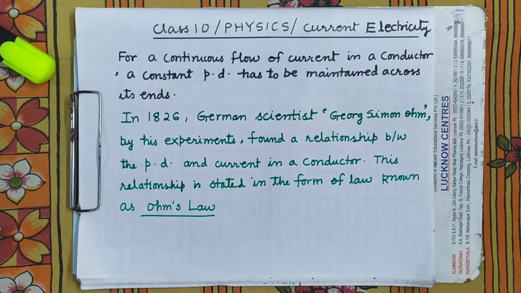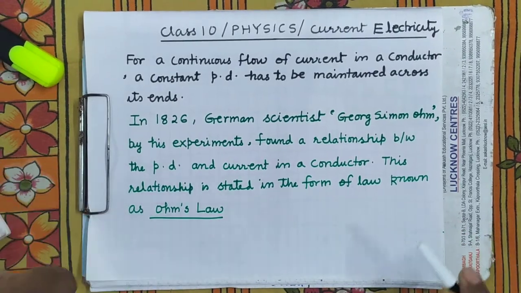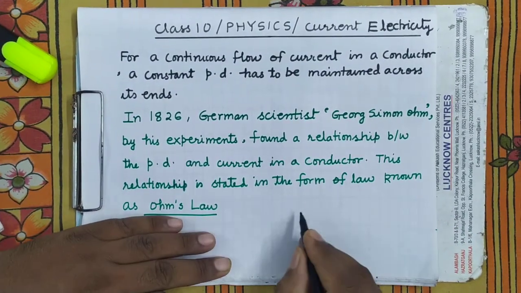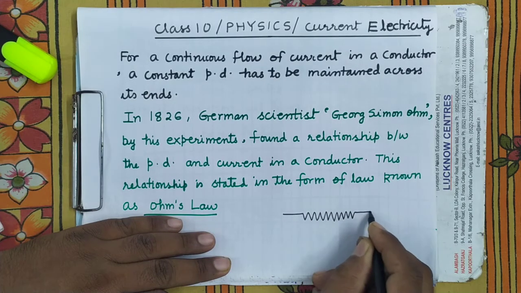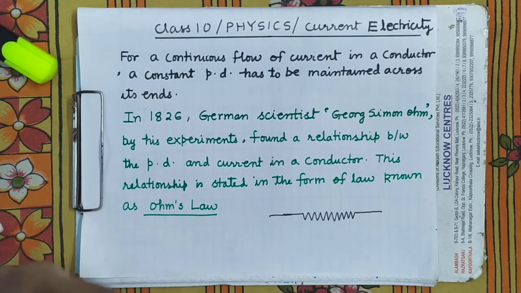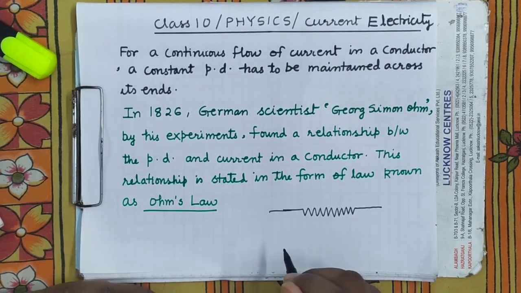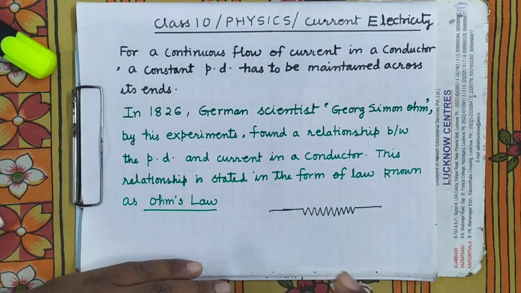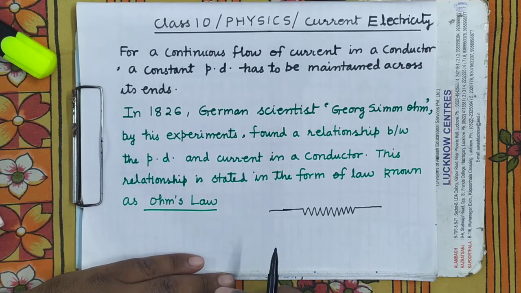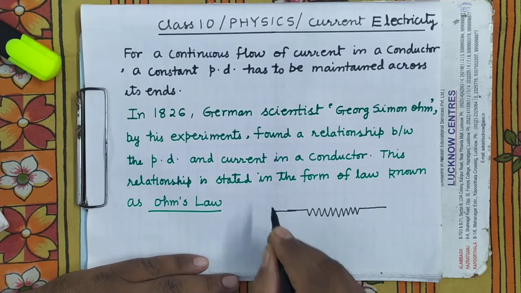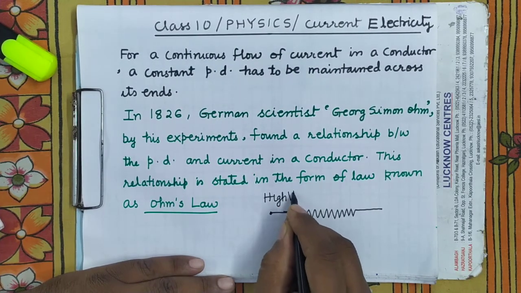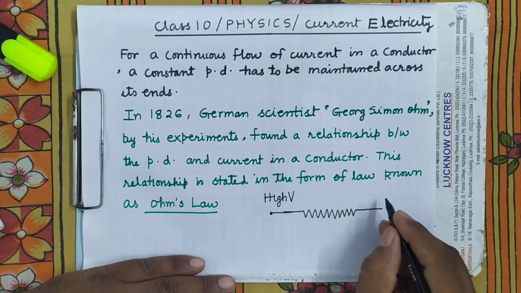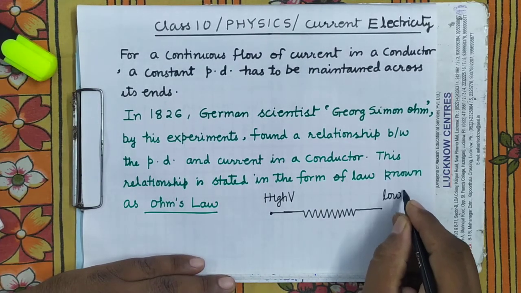As you know, for a continuous flow of current in a conductor, we make a diagram like this. A potential difference is required. As long as the potential difference is there, one end will be at high electric potential. What is the symbol of electric potential? It is V. And the other end will be at low electric potential.